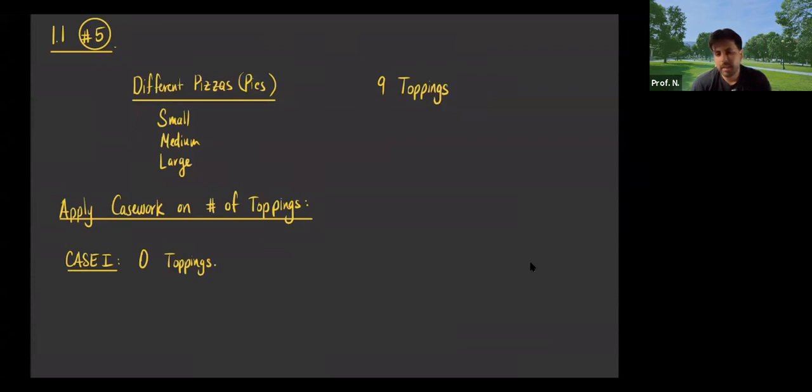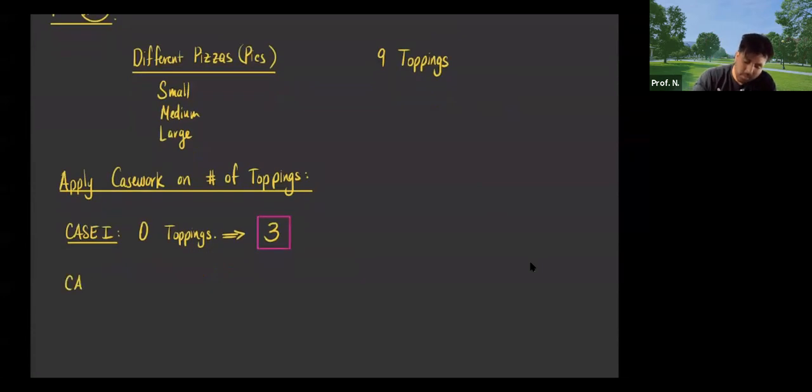And how many ways is that? If I have no toppings on my pizzas, how many different pizzas can I have? I have three, right? Three choices. Why are there three choices? Because I have three different sizes for pies. I can either have a small plain pie, I can have a medium plain pie, or I can have a large plain pie. And that's it. That's all the different ways. Good?